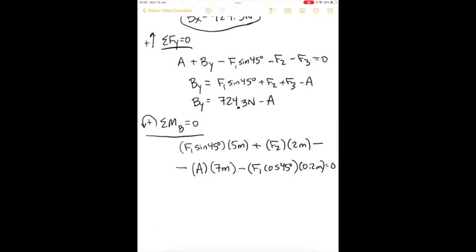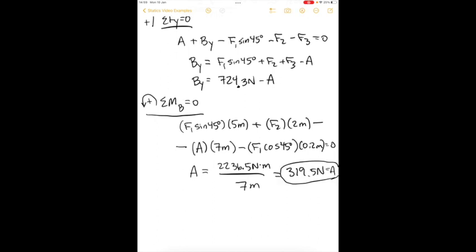So when we put all the numbers in, we find that the only unknown is A. And so we can solve for A. And we find A is 319.5 newtons. And we can go back up to this equation to find that By is equal to 404.